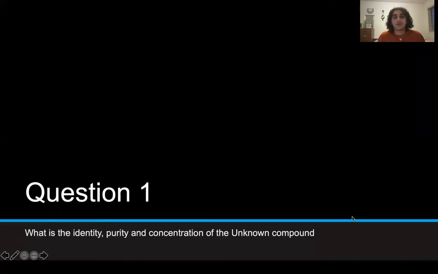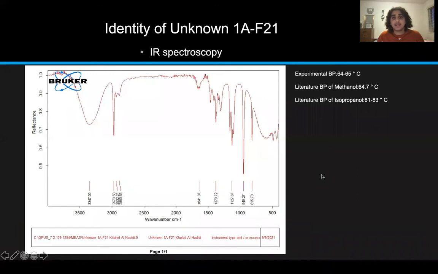And let's jump right into it. So starting off with question one. Question one asks us to find the identity, purity, as well as the concentration of our unknown compound in technique one. And so the first step is to find the identity of the compound, and the unknown that I was working with was unknown 1A-F21. And to find its identity, we have to look at its IR spectroscopy to start.